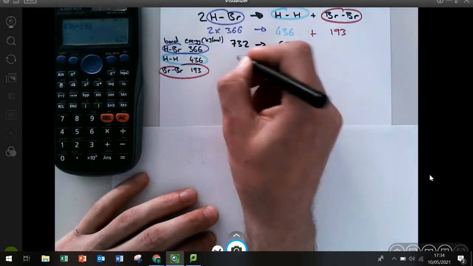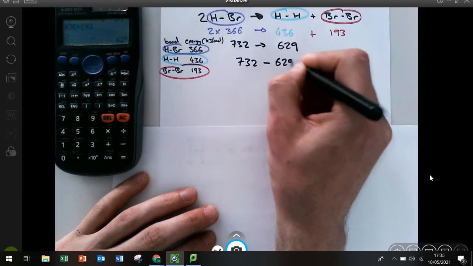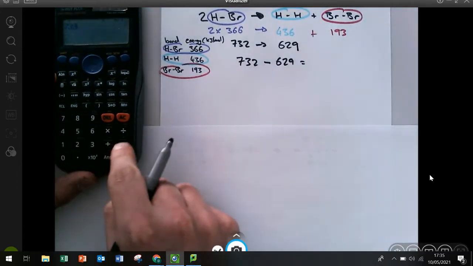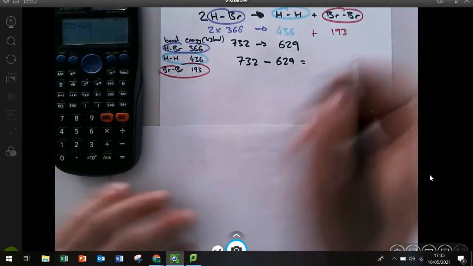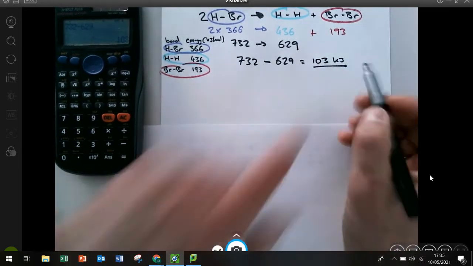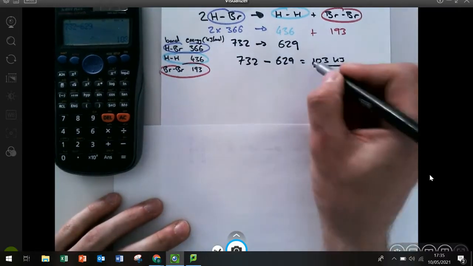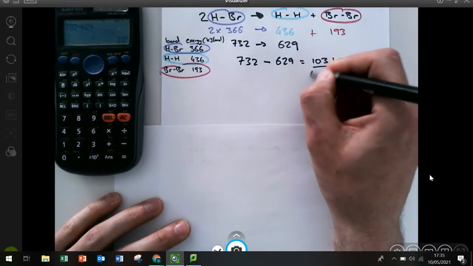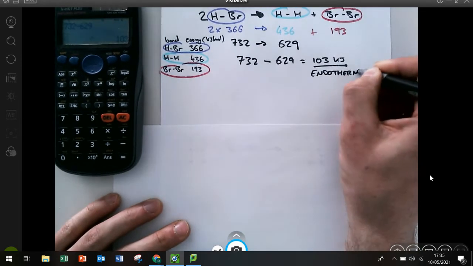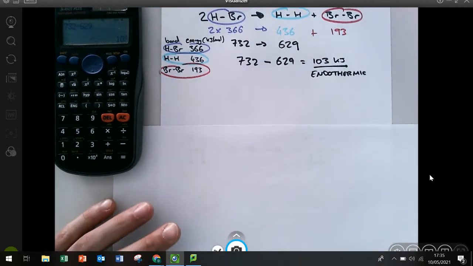So now what is the difference? It's what I start with minus what I end with. So 732 minus 629 is 103 kilojoules. So that is how much energy there is different between the two of them. And it's a positive, so this means it's an endothermic reaction. So I have to put energy in to make this reaction happen.